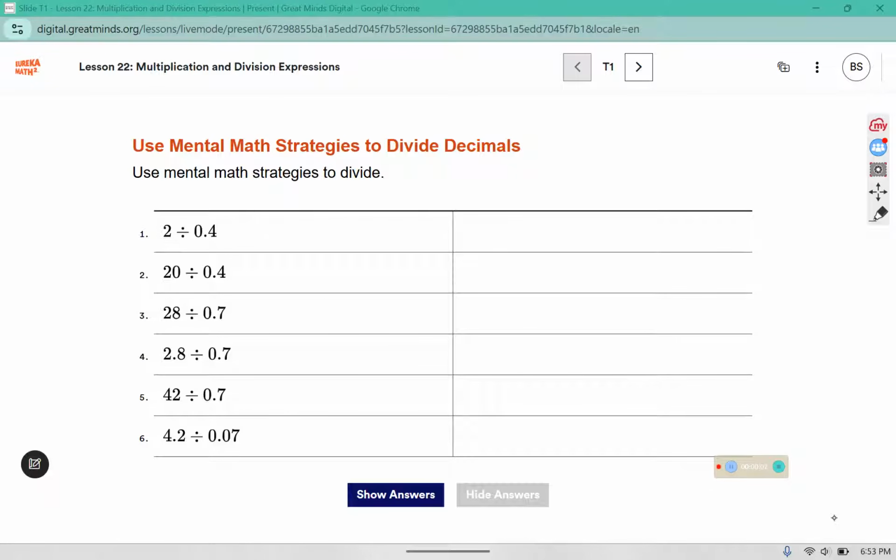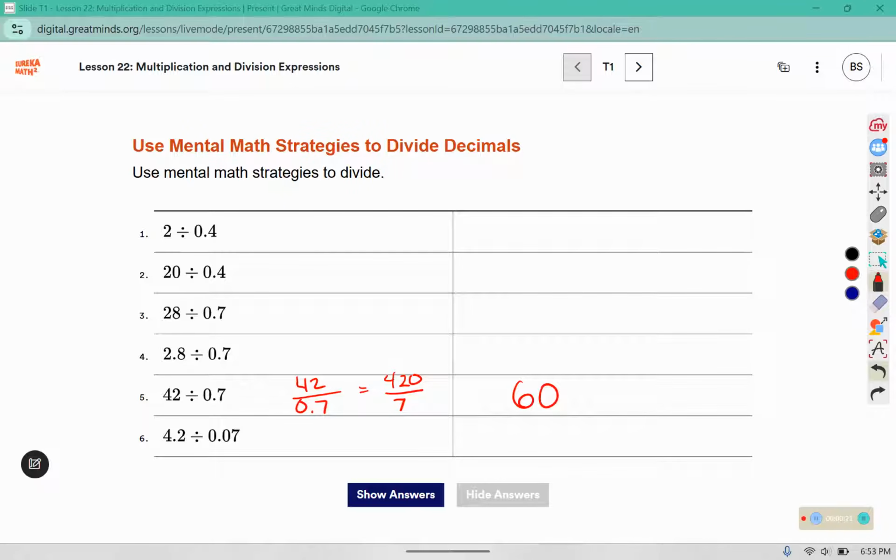This says use mental math strategies to divide. So I know that 42 divided by 7 is 6. This is 42 divided by 0.7. An equivalent fraction would be 420 divided by 7. So this is 60. Here I have 4.2 divided by 0.07.